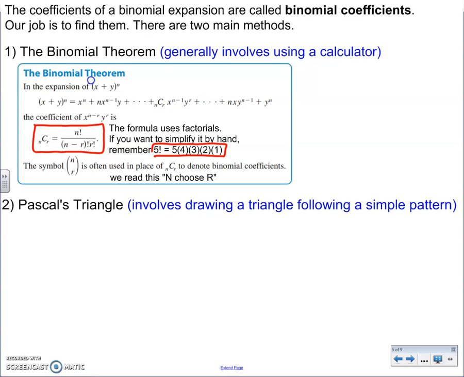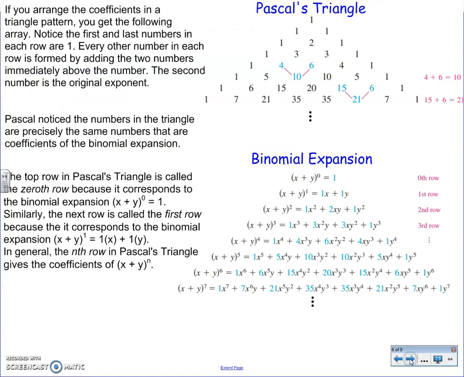We also use this other symbol because you might see nCr, that's n choose r, but we might use these parentheses, which I will be using here. That also means n choose r. I'll do a problem with that in a little bit. But the second and easier way is Pascal's Triangle. That involves drawing a triangle and following a simple pattern. So I'll do that one first.